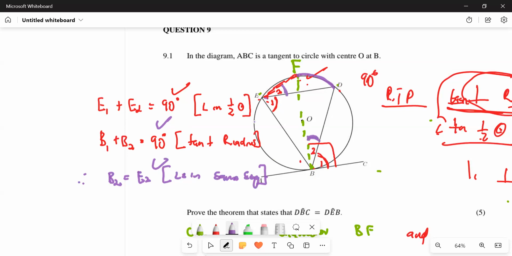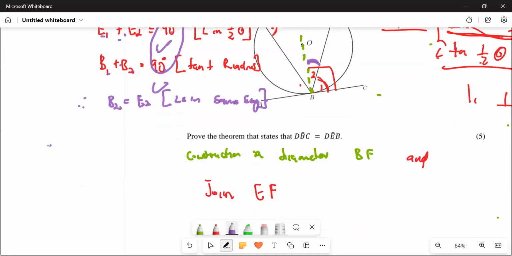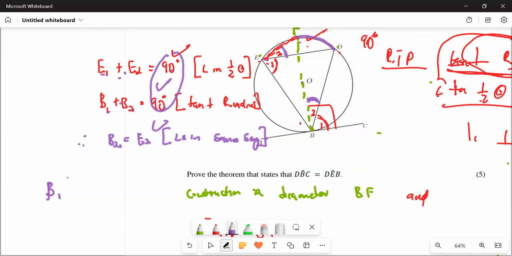But look at this. This one plus this one gives us 90. This one plus this one also gives us 90. So it's possible for me to say these two are equal, because both of them are equal to 90. Meaning, in other words, B1 plus B2 is going to be equal to E1 plus E2, because both of them are equal to 90.